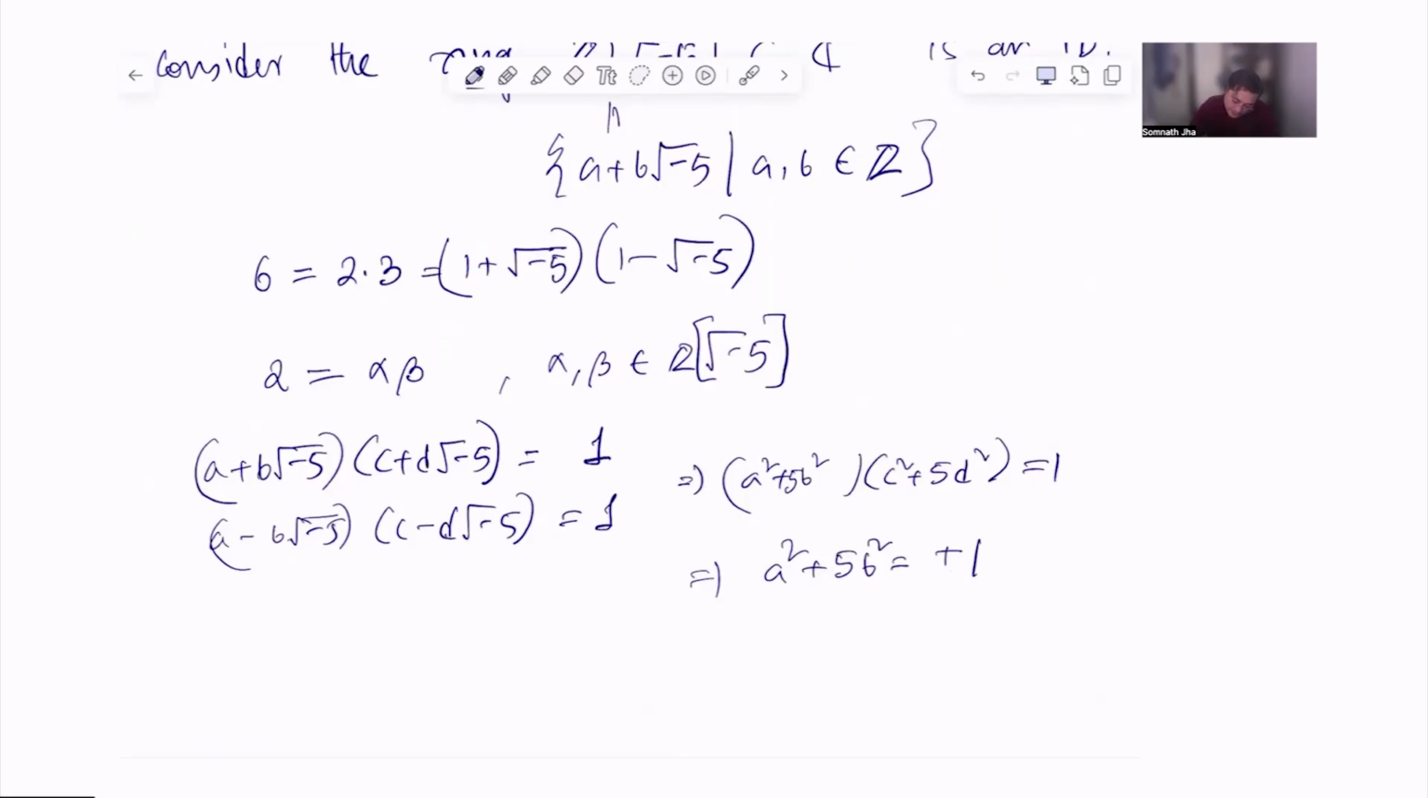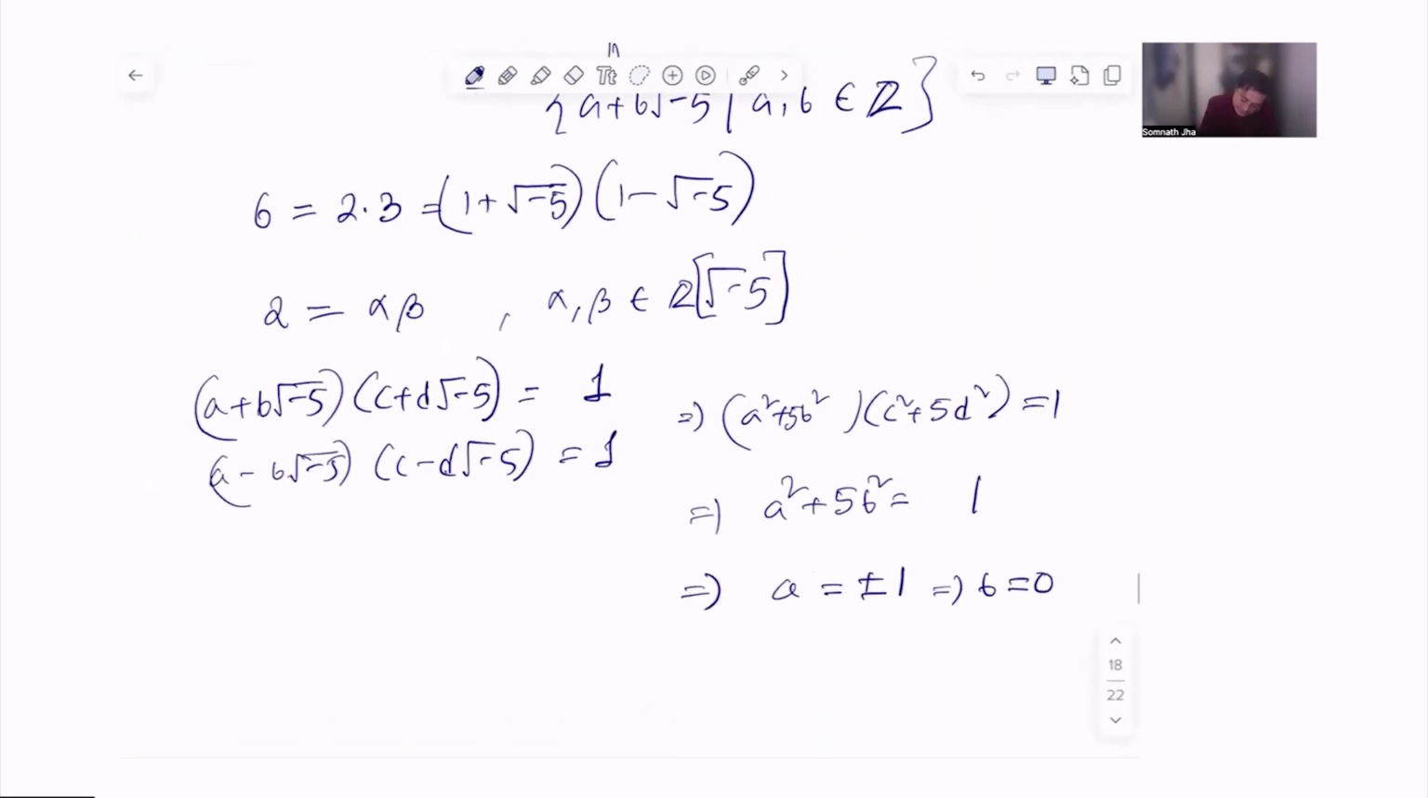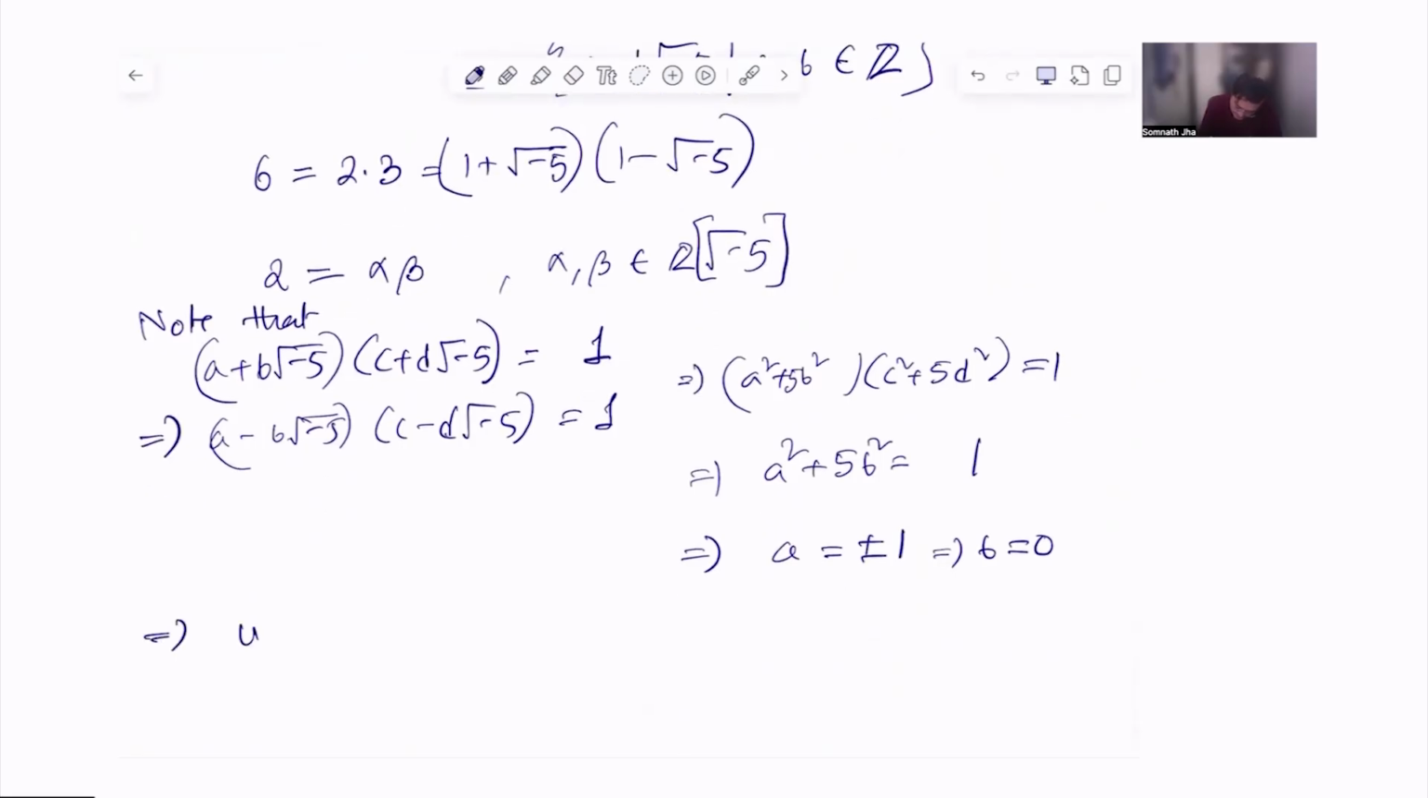If b is non-zero, then this is already more than 5, so this cannot happen. So a equals plus or minus 1 and b equals 0. Note that this implies this, which implies this. So the units in this ring, Z[root minus 5], are plus or minus 1. These are the only units.